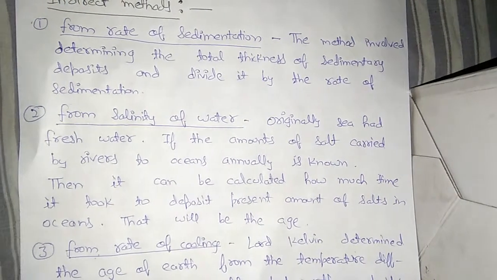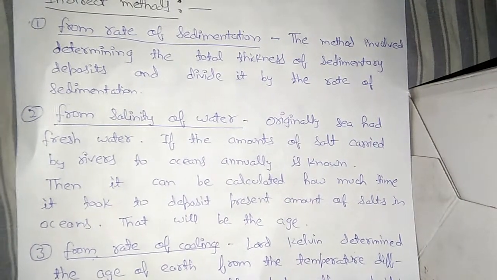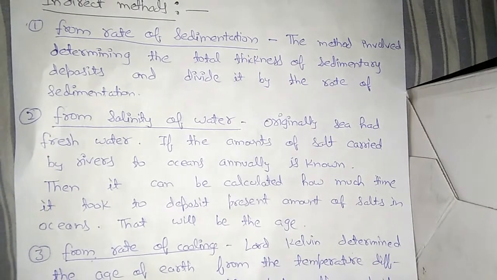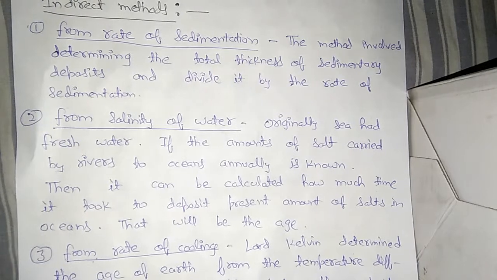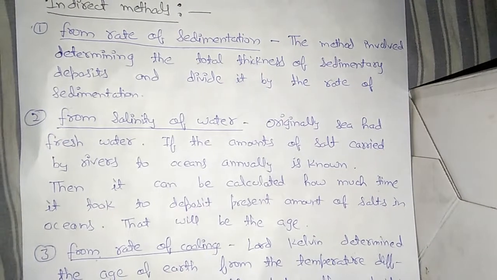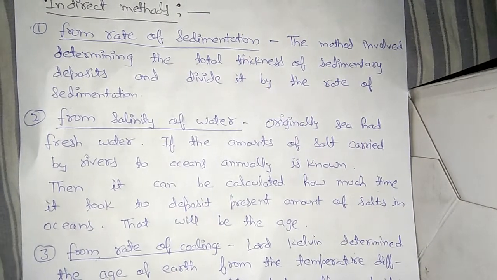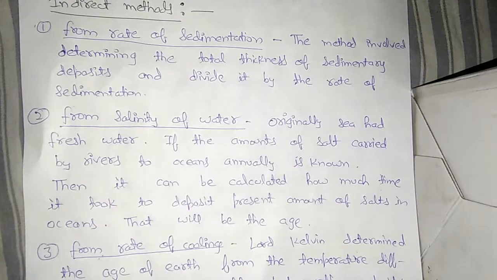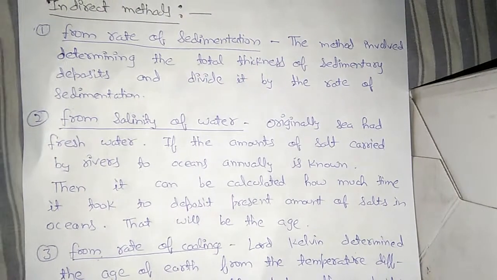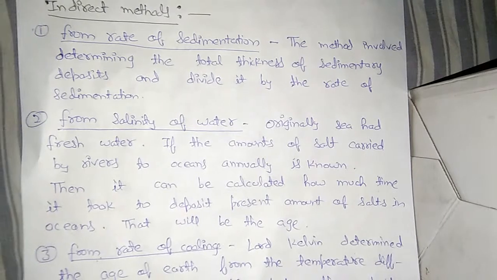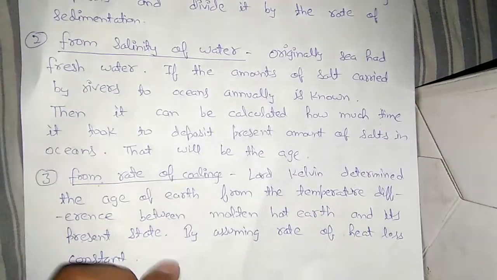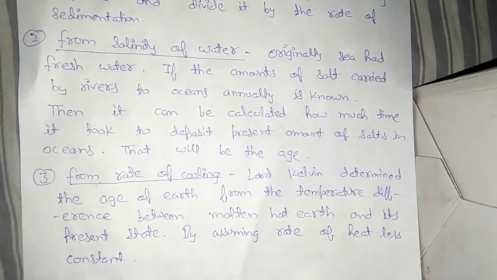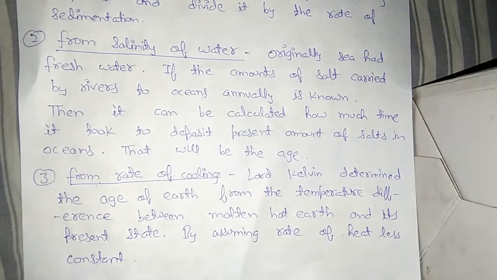Because we know these two things: the annual amount deposited by rivers, and the amount of salt found in oceans at present time. By dividing these two we can find the age of earth.